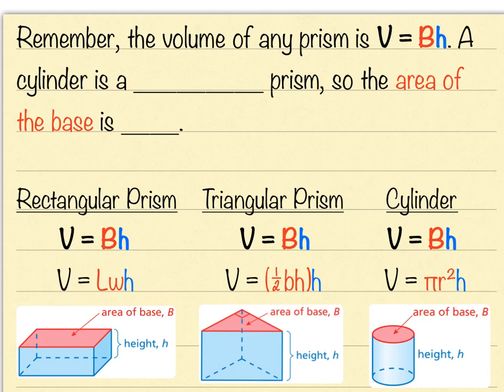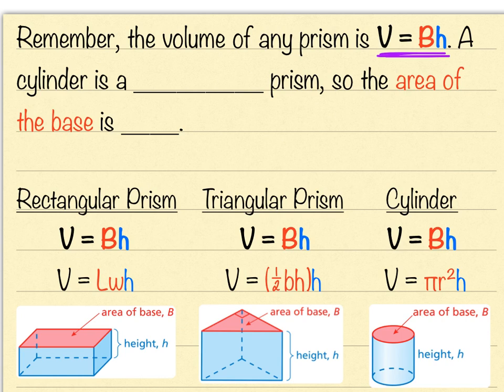All right, this is section 8.1, volume of cylinders. And now that we've done the volume of rectangular and triangular prisms, it won't be that much more difficult to throw in the volume of a cylinder. So we said in our last lesson that the volume of any prism is V equals capital B times H, where capital B stands for the area of the base.